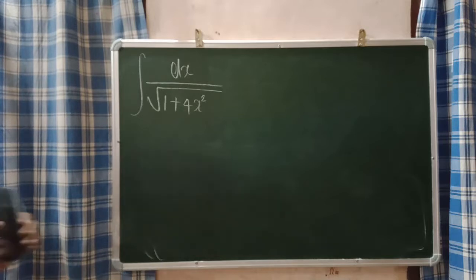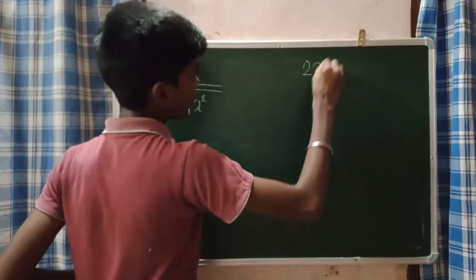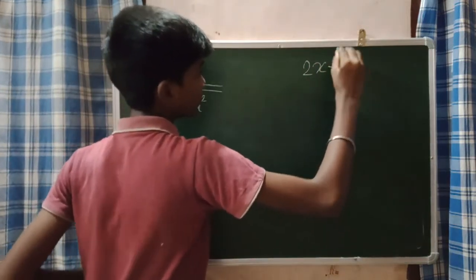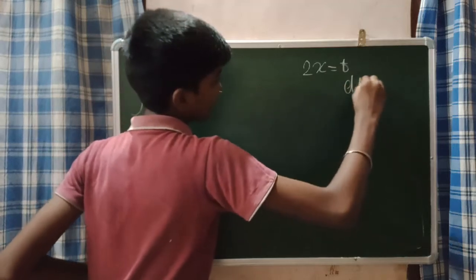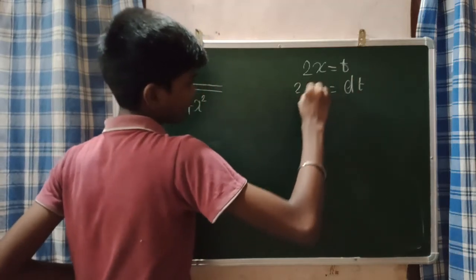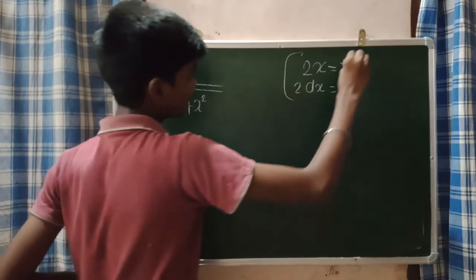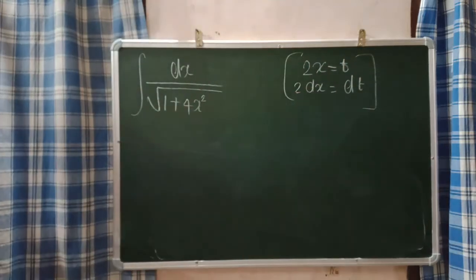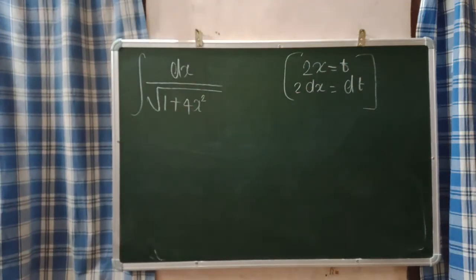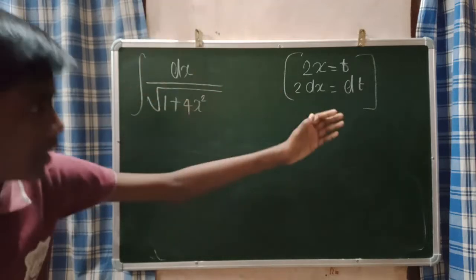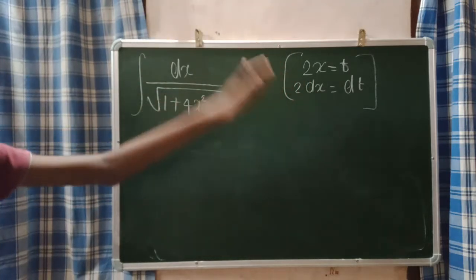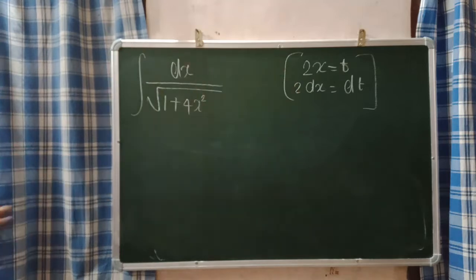So what substitution I'm going to do is take 2x as t. When you take 2x as t, then dt will be 2dx, correct now? Because dt is the differentiation of the value of t. The differentiation of 2x is 2, times dx, which gives us dt. A very simple concept.